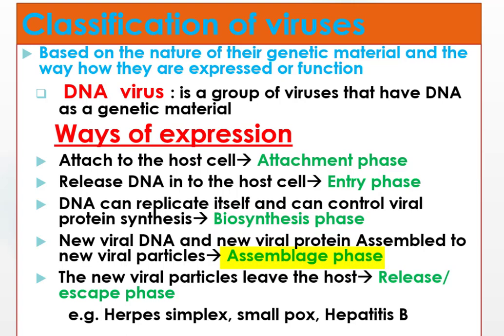Then the new viral DNA and the new viral proteins assemble together to produce new viral particles. Lastly, the new viral particles leave the host cells once they get assembled, because all the required resources in the host cell get exhausted. In this case, they must leave and infect other host cells or host organisms. Types of viruses that have DNA as a genetic material, for example, are herpes simplex, smallpox, hepatitis B, and so on.